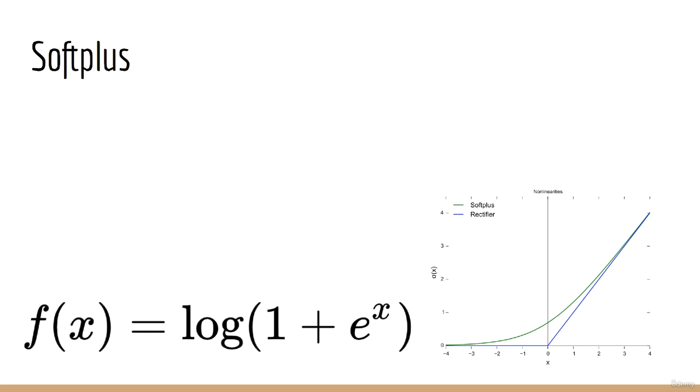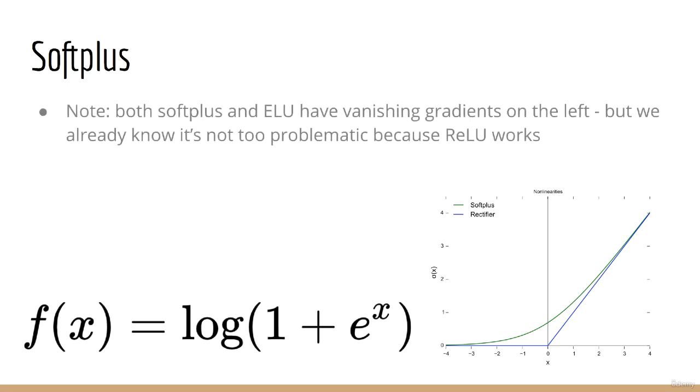Another option which is very similar is the softplus activation, which, because you're taking the log of the exponent, looks very linear when the input is reasonably large. Now, for both of these previous activation functions, there is the vanishing gradient on the left side, but we've established that it's not so much of a problem since we know that the ReLU already works and it has gradients that are equal to 0.